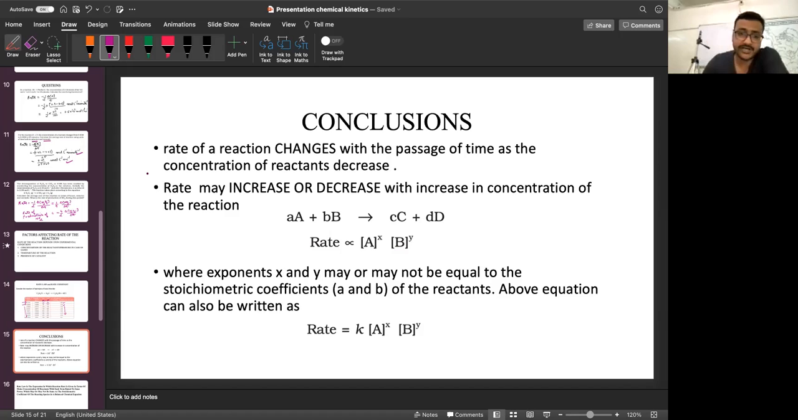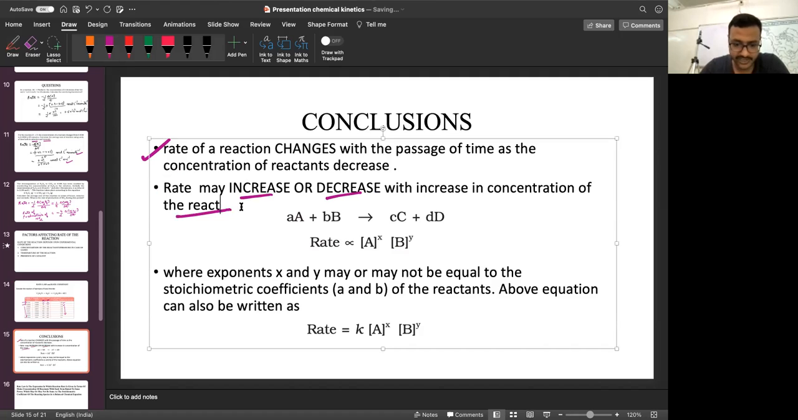The next important point, which we'll be discussing in the successive classes, is that rate may increase or decrease with the increase in concentration of the reactants. Sorry, I'll edit that. Reactants. This is very important. This we'll study in the successive classes. The important thing is that rate of the reaction is concentration dependent. Whether it increases or decreases with the change in the concentration, that is another issue, but the important thing is that rate of the reaction changes with the concentration.